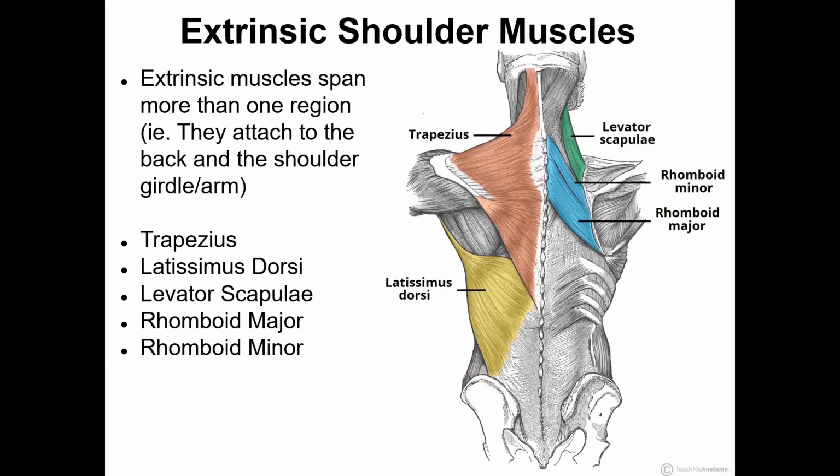Let's get into the muscles themselves. So we'll start by looking at the extrinsic shoulder muscles. Now, these are sometimes called the back muscles or the upper back muscles. And although they are located in the back, we do consider them a part of the upper limb because they help to move the shoulder as well as the upper limb.